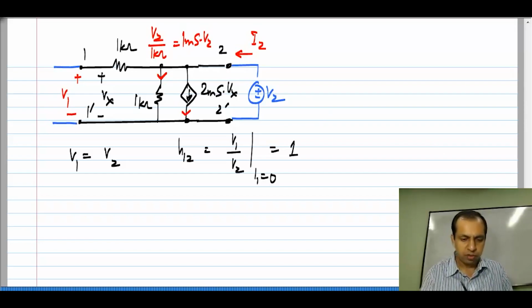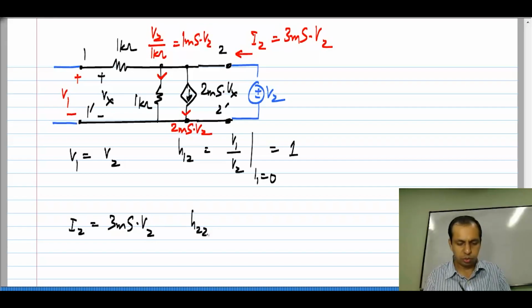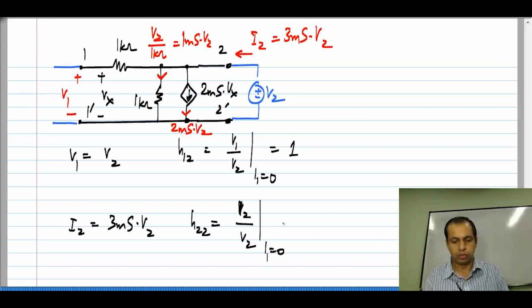And we also have 2 millisiemens times Vx, which is 2 millisiemens times V1. V1 is the same as Vx, which is also the same as V2. So, the current here is 2 millisiemens times V2. So, the total current I2 is 3 millisiemens times V2. So, I2 is 3 millisiemens times V2. So, H22 is I2 by V2 with port 1 open circuited, which is 3 millisiemens.